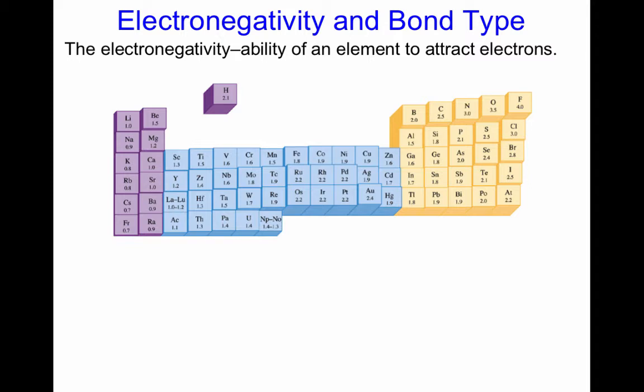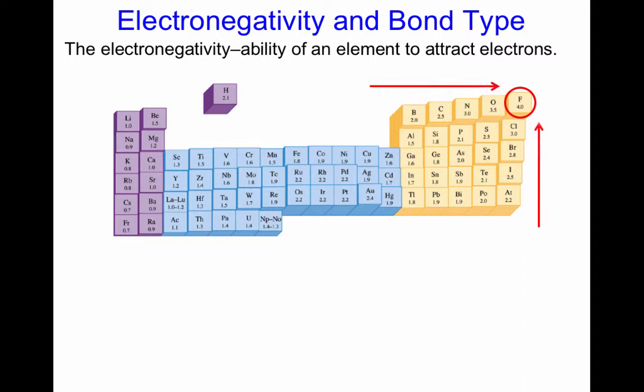So electronegativity is the ability of an element to attract electrons in bonding. Here's a chart of electronegativity. The numbers range from a low end of 0.7 on the bottom left and a high of 4 on the top right. So fluorine is the most electronegative element on the periodic table, meaning that it has the easiest ability to attract electrons from other elements to bond.